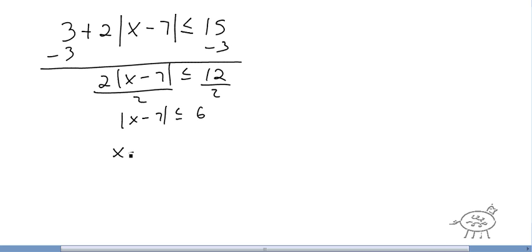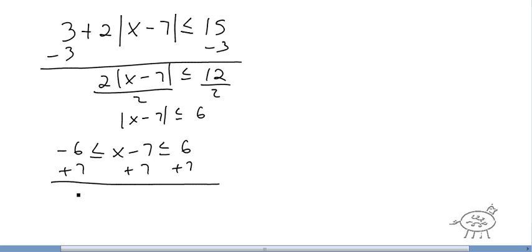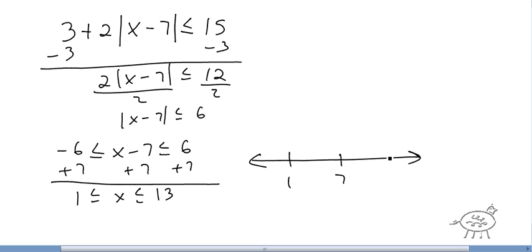There we go. X minus 7, less than or equal to, less than or equal to, and we're going to put a negative 6 here and a positive 6. Add 7. And we get a 1 here, less than or equal to x, less than or equal to 13. If I graph it, 1 and 7 and 13, and it's between those two values. Okay, pretty simple. Okay, another example.